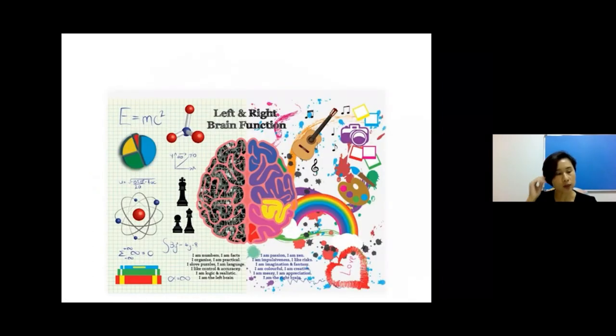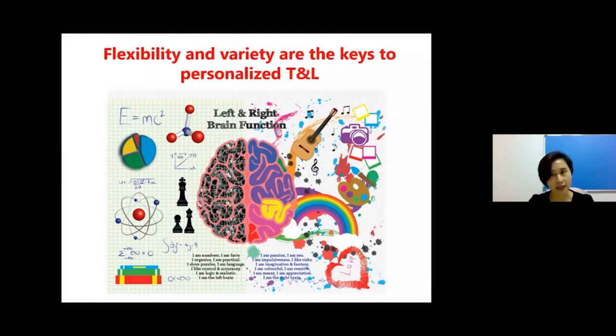So at the end, what we'd like to conclude here is that flexibility and variety are the keys to personalized teaching and learning. By having flexibility and variety, a student can have timely access to the information. Not only that, students' different intelligences will be valued and appreciated, and they are given the chance to express themselves. And with that, they can feel a sense of connection and also belonging.